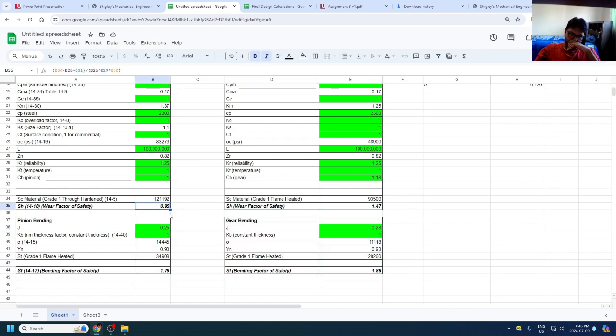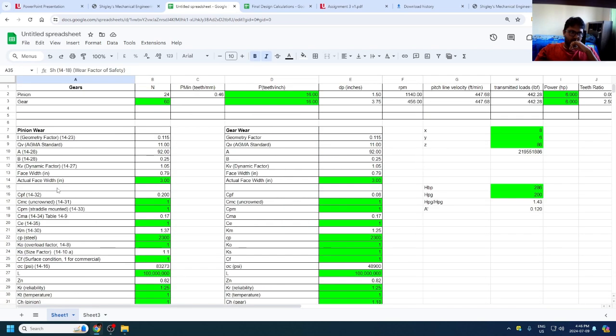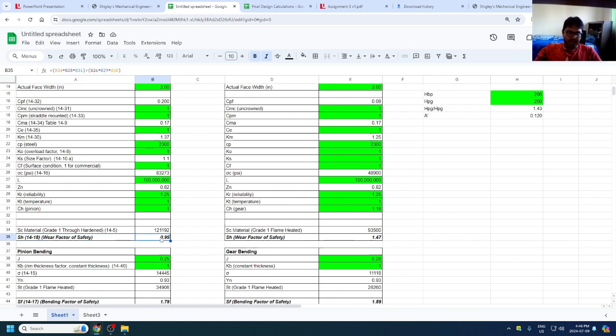This one though, 0.95. The contact stress is too high. It might have a failure. There might be failure here, a chance. Alright, so there you go.